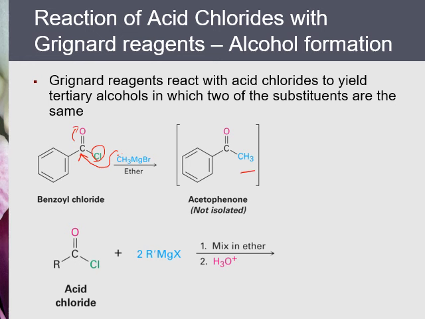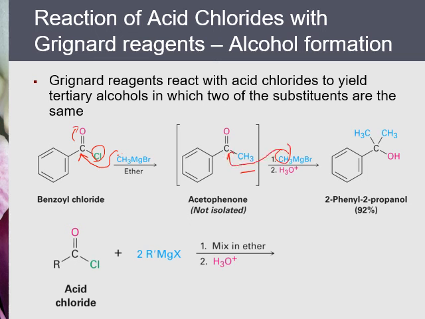And then the ketone is still very reactive, and so the powerful nucleophile carbanion attacks twice, giving an alkoxide, and then a protonation gives you an alcohol with two methyl groups, okay, both from Grignard reagent. So the general reaction is acid chloride plus two equivalents of Grignard reagent gives you an alcohol.